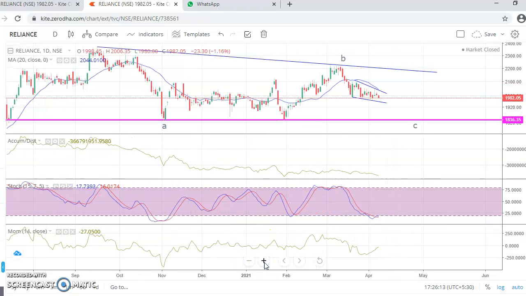So this is my idea on Reliance as of now. It will not move in a straight way, a lot of fluctuations. That's why we simply put a stop loss above the 20-day moving average, and selling at the highs is the best idea.